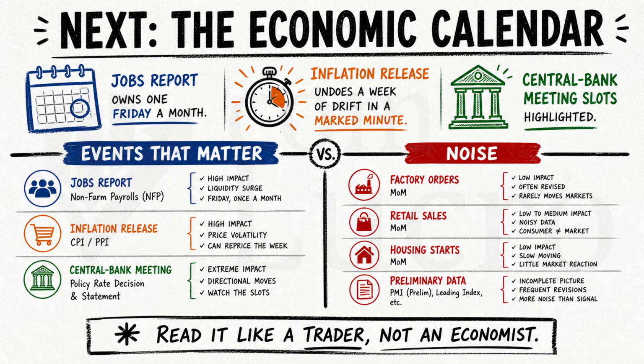And in the next video, we put dates and times on everything you've just learned. The economic calendar, the jobs report that owns 1 Friday a month, the inflation number that can undo a week of drift in 1 minute, the central bank meetings we've been name-dropping since Chapter 1, which events actually matter, which ones are noise, and how to read the calendar like a trader instead of an economist. I'll see you there, trader.